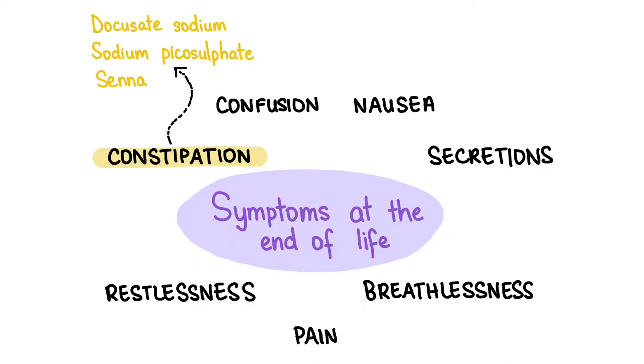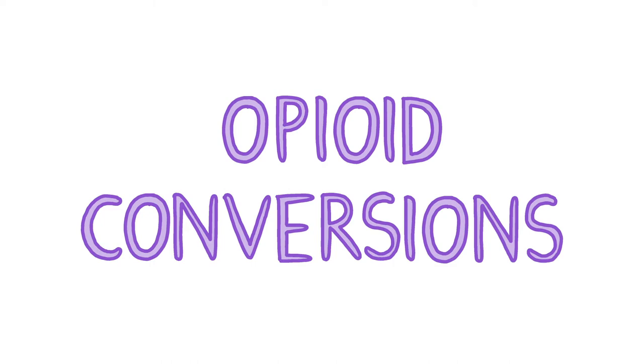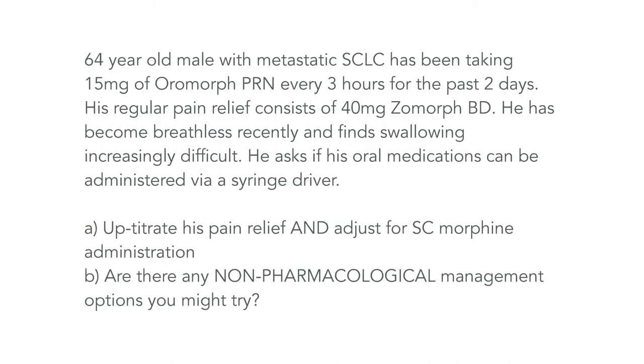Constipation is another common symptom experienced by patients at the end of their lives. Stimulant laxatives like senna are usually used as they reduce the bowel transit time. Docusate sodium or sodium picosulfate are particularly useful when stools are firm and difficult to pass. Next, let's move on to another clinical case. Pause the video and see if you can work out the answer to the question.